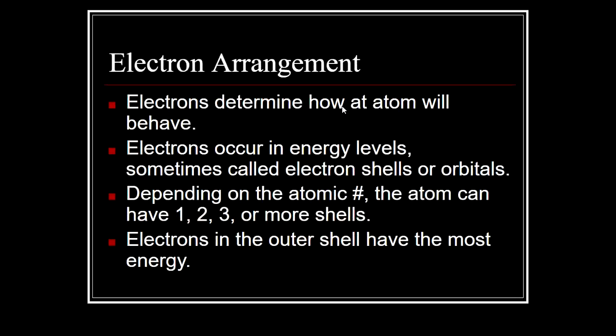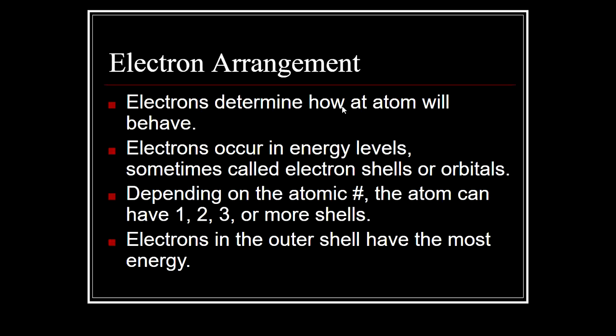There are a couple more things I want to discuss. It's electron arrangement. Electrons are really the guiding force of how an atom behaves, whether it's going to react with something or not, and how violently it reacts. Electrons are really important because that's where all the energy is. Electrons are found within the electron shell. The atomic number determines how many electrons there are, which tells us how many shells there will be.